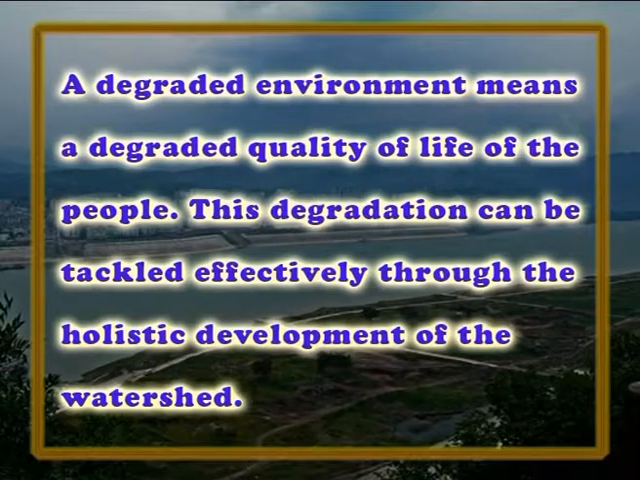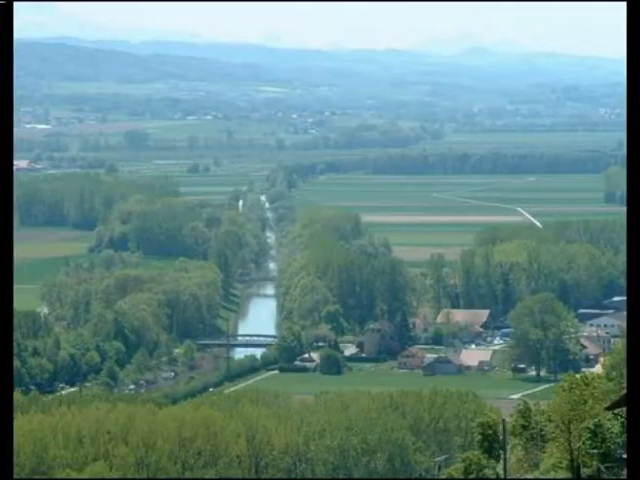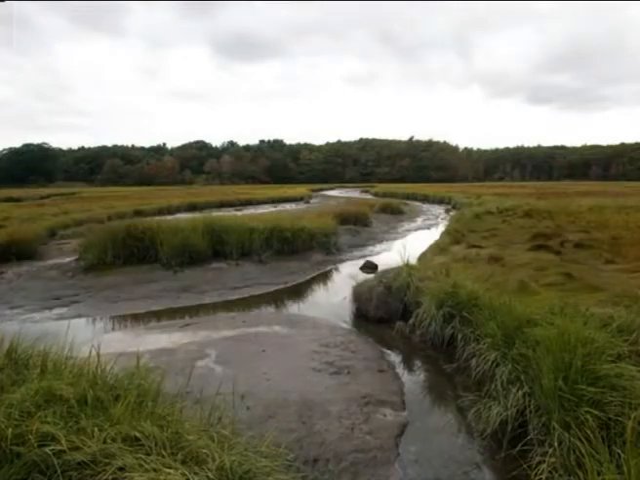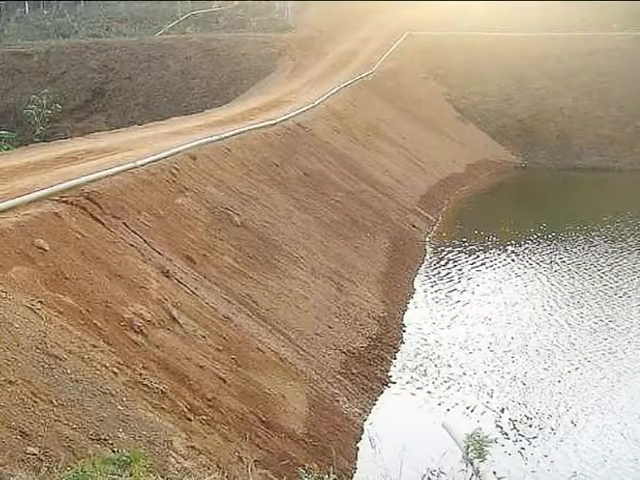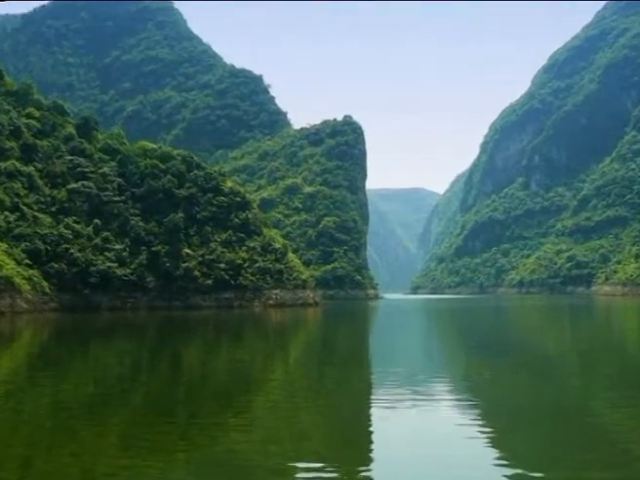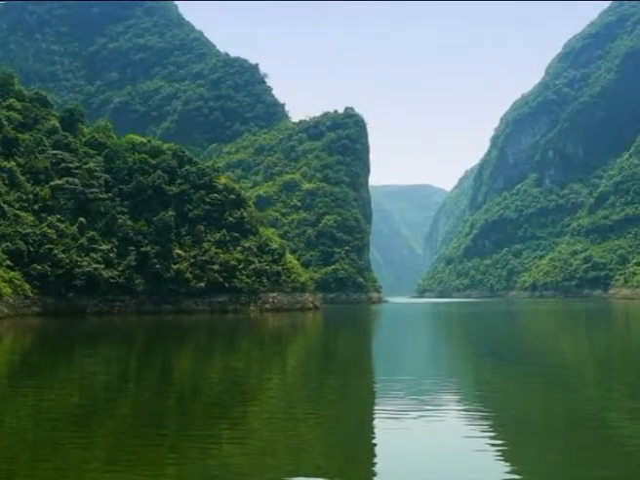Human beings and the ecology are interdependent. The changes in the environment directly affect the lives of people depending on it. A degraded environment means a degraded quality of life of the people. This degradation can be tackled effectively through the holistic development of watershed. A watershed provides a natural geohydrological unit for planning any developmental initiative. The approach would be treatment from ridge to valley.